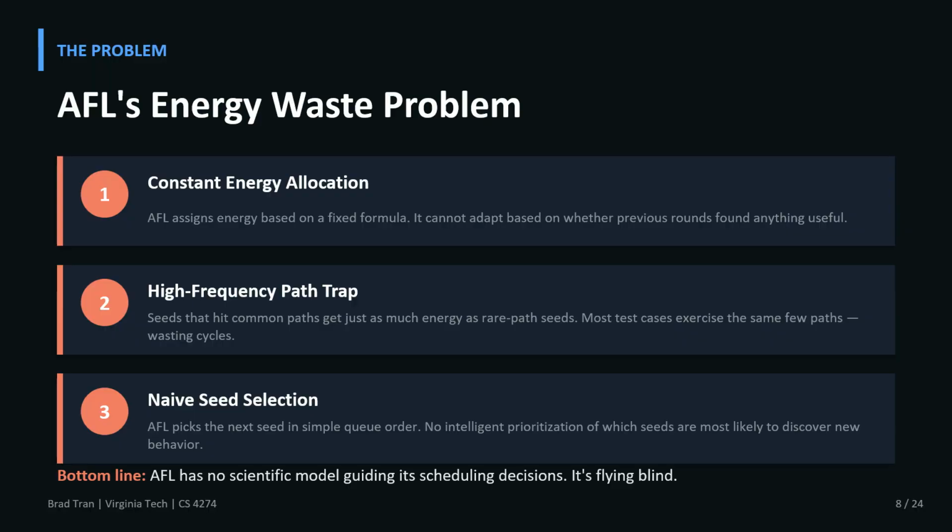Third, naive seed selection. AFL walks through its queue in roughly sequential order with a simple preference for favored seeds based on execution speed and input length. There's no principled mechanism for identifying which seeds have the highest probability of leading to new path discoveries. The fundamental issue is that AFL scheduling has no theoretical model behind it. The two most important decisions in the fuzzing loop, seed selection and energy allocation, are made without a rigorous framework.